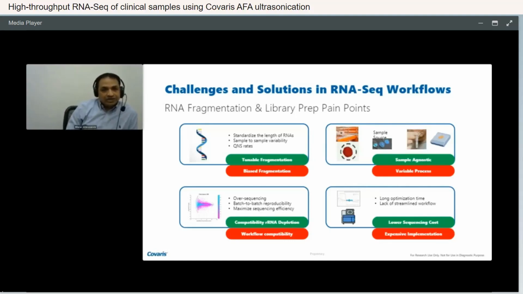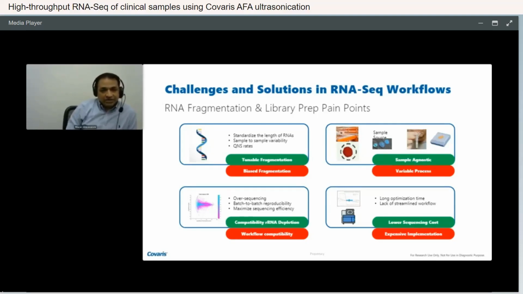Sample-to-sample variability is also one of the major concerns in the clinical and environmental space. AFA is agnostic to the sample type. And speaking about workflow compatibility, there are multiple protocols depending on sample origin, quality, and input amounts. AFA is compatible with low input samples and various ribosomal RNA depletion workflows, which is important to maximize the sequencing efficiency. And also another challenge is workflow implementation.